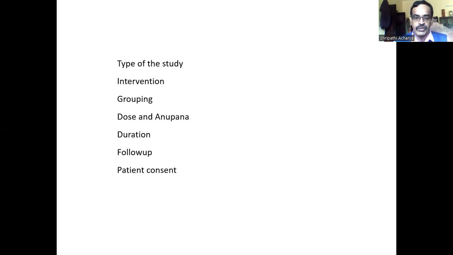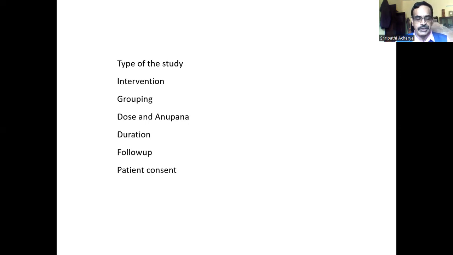Dose and Anupana. What is the dose of your drug? And what is the Anupana which is to be followed with the drug? Suppose Paushkaraj Kashaya, the Anupana may be Jala. Duration. What is the duration of treatment? Usually 30 days, and one more follow-up is done after the 45th day. The usual procedure: you take the data at the beginning of the treatment, next 30 days after the treatment, and after 45 days, one more follow-up is usually done.